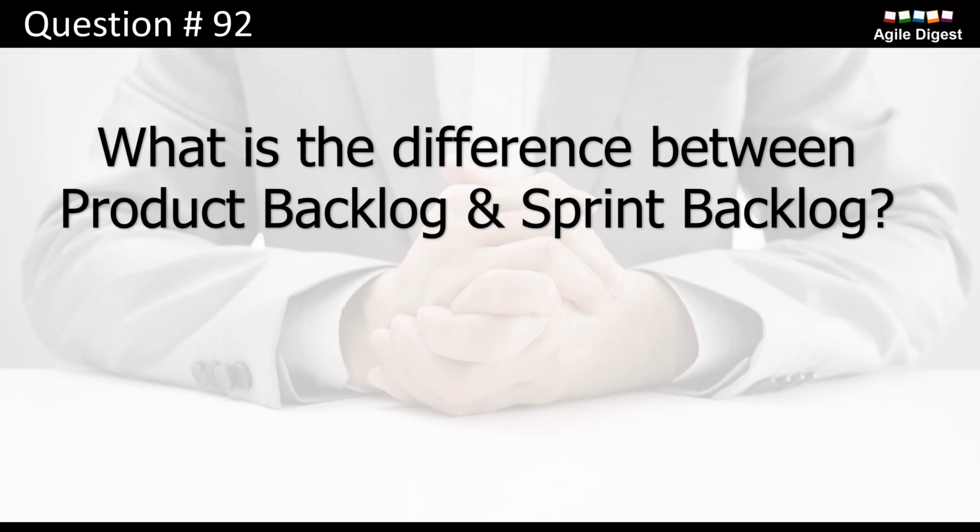So what's the difference? The product backlog is specific to the goal of the product, whereas when we talk about the sprint backlog, we are talking about the sprint goal in the particular sprint. So you need to make a list of multiple different areas.